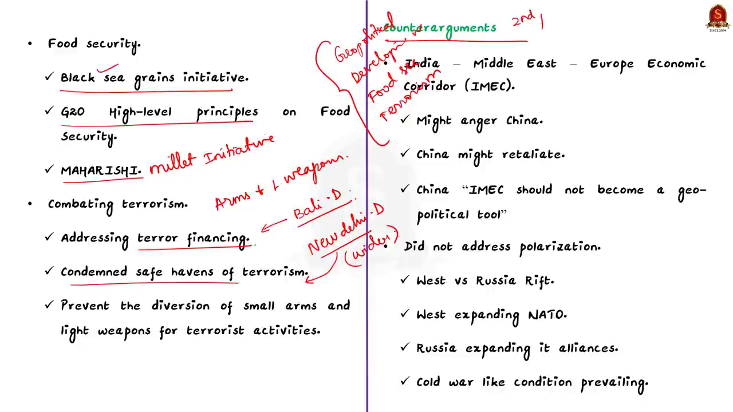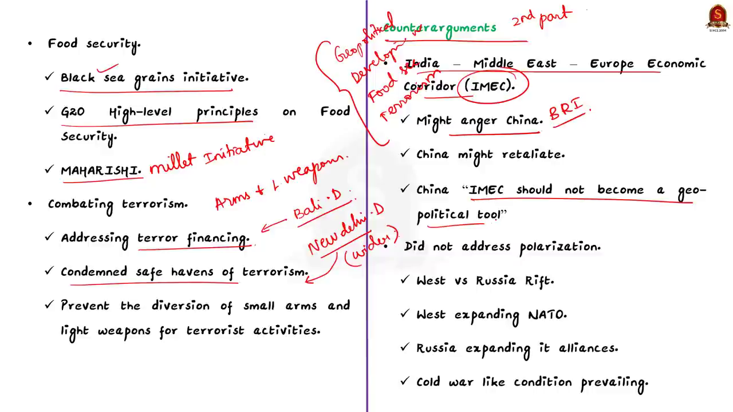In this, you can mention the India-Middle East-Europe Economic Corridor, IMEC. This project clearly counters China's Belt and Road Initiative, and surely it will anger China. China even mentioned that IMEC should not become a geopolitical tool. So this shows that India failed to balance between India's regional needs and global ambitions.